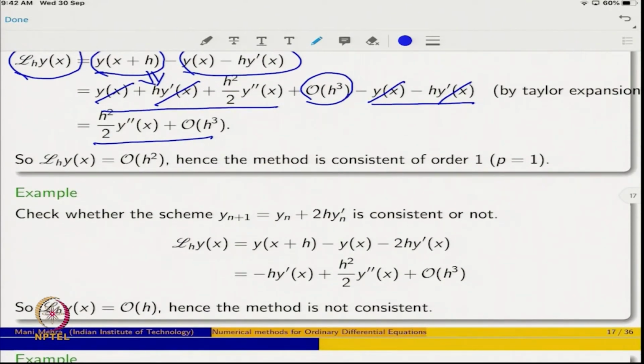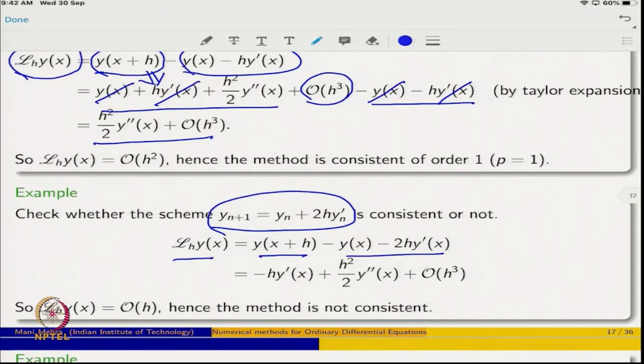Now, let me give you one example, because most of the time if you derive a difference equation through Taylor series, we end up with a consistent difference equation, because we leave the truncation error, which is always order of h square. But suppose some difference equation is given to you like this example. Now, our job is to prove whether it is consistent or not. So, for this let me define the linear difference operator again, which will be y(x+h) minus this. That is the definition of a linear difference operator which we have seen earlier.